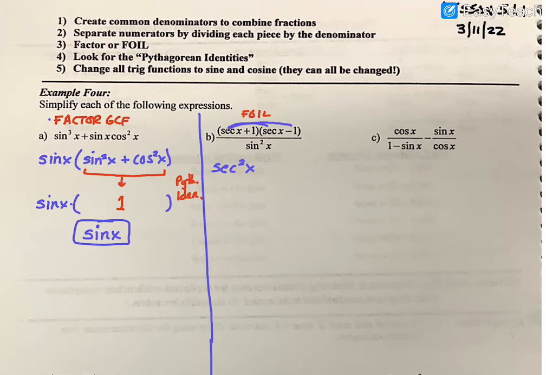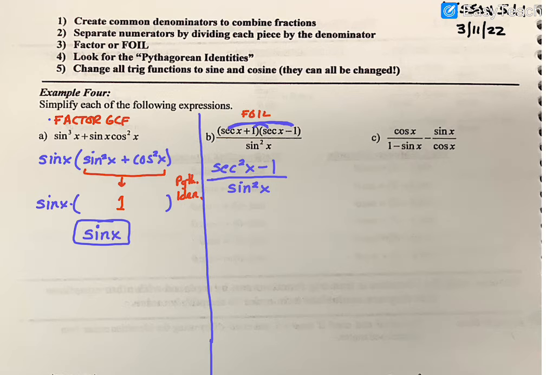Secant x times minus 1 is going to be minus secant x. However, 1 times secant x is going to be plus secant x. Notice those outside and inside terms will cancel. And then lastly, 1 times negative 1 is minus 1. So hopefully you realize those are conjugates, so the middle terms cancel, which makes it nice. So I now have secant squared x minus 1 over sine squared x. Okay, so we FOILed on top.